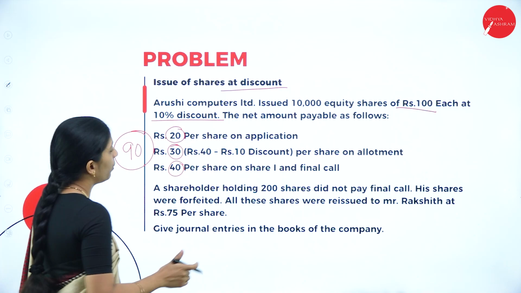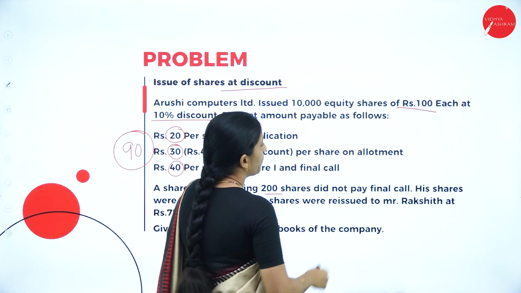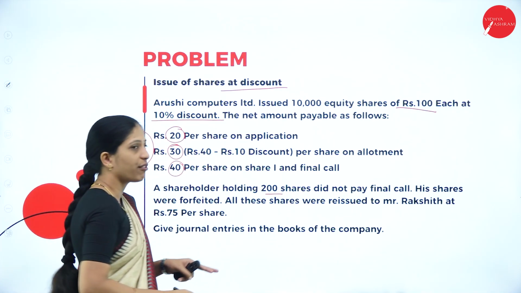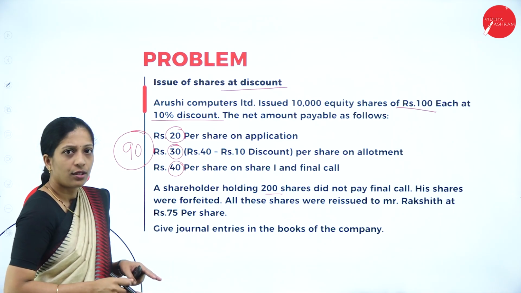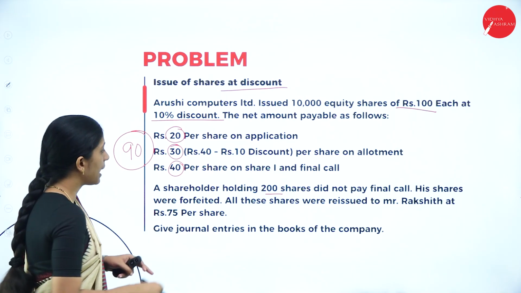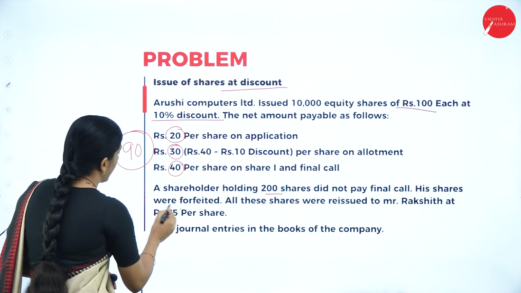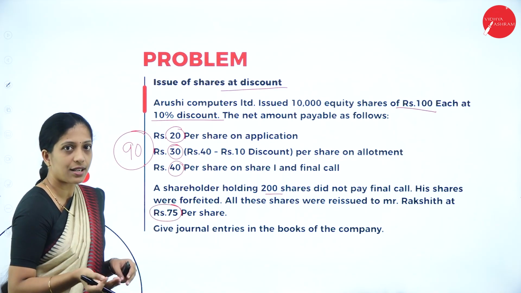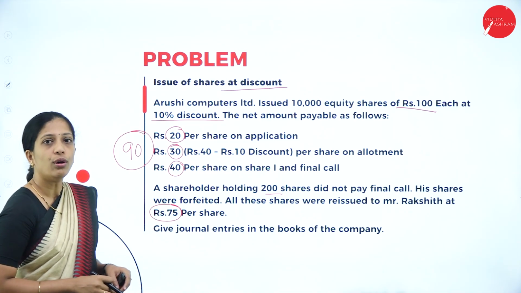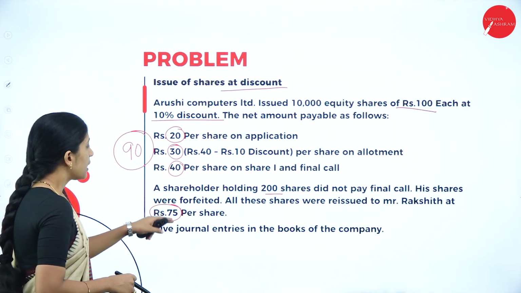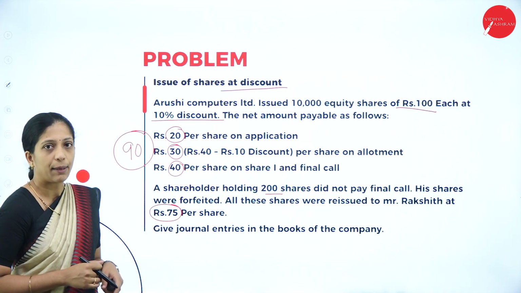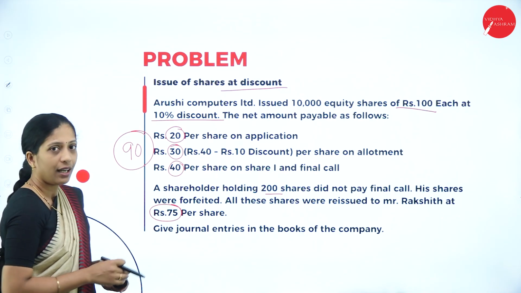A shareholder holding 200 shares did not pay the final call. His shares were forfeited. Here also we have 200 shares which have to be forfeited. All these shares were reissued to Mr. Ramesh at rupees 75. Again, it has been reissued at discount, which has to be transferred to forfeited shares account. Give journal entries in the books of the company. Okay, so let us see the entries here.